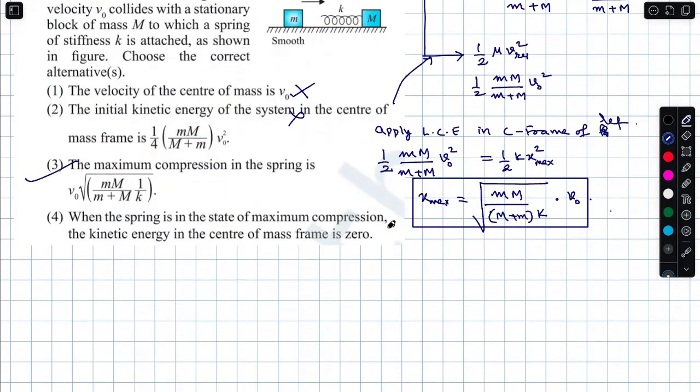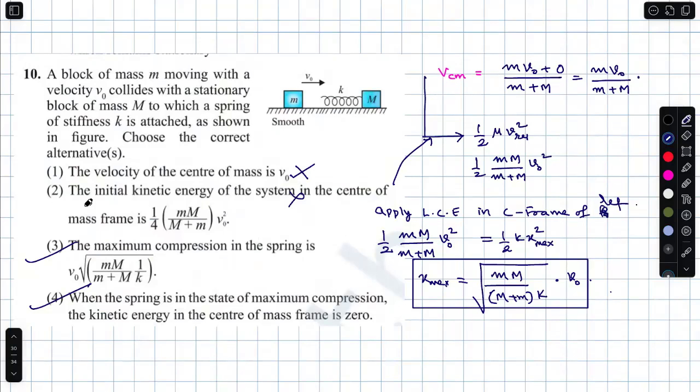When the spring is in the state of maximum compression, the kinetic energy in this, correct. Easy question. Because we have done a number of such problems, today in less time we have solved 4 questions.